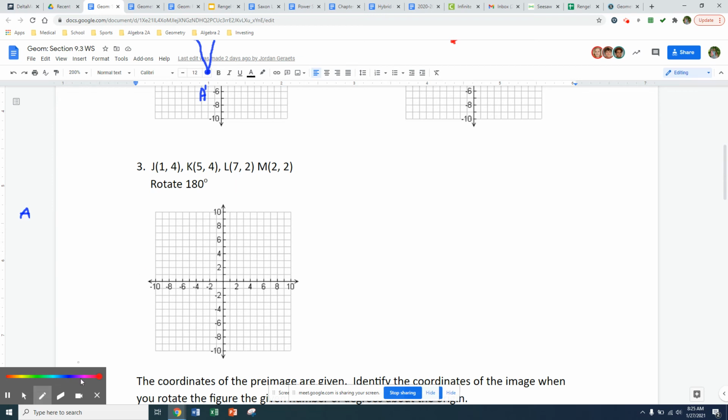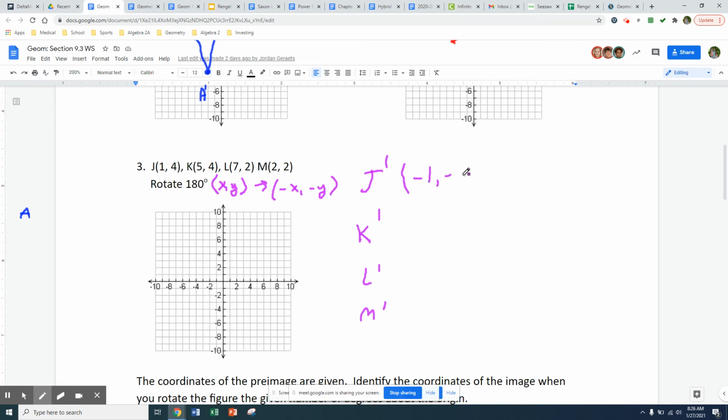A rotation of 180 is going to give us this rule: xy becomes negative x, negative y. So really we're just changing those coordinates to their opposite. We have J, K, J prime, K prime, L prime, M prime. We are simply going to change those x and y coordinates to their opposites, and they don't change order. So an x coordinate of 1 still becomes a negative 1 as the x coordinate. So no changing order with a 180-degree rotation.